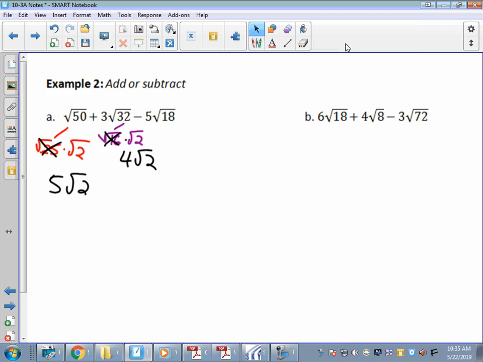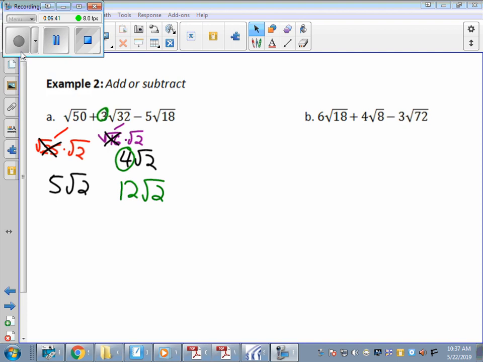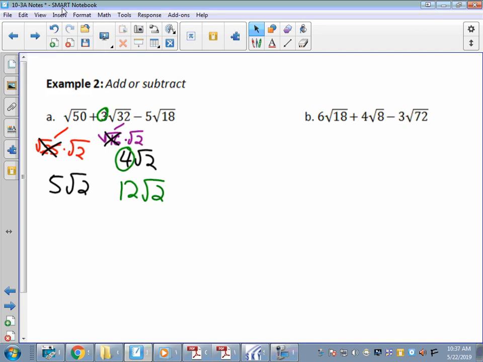However, we're not quite done because we still have this 3 out here that we have to deal with. So with that, we take the 3. What are we going to do with that? We're going to multiply it times this 4 to get a 12 times the square root of 2. Okay? Okay, so now we multiply that 4 times the 3 to get 12, but what sign goes here? Well, because it was a plus here, it's going to be a plus there.